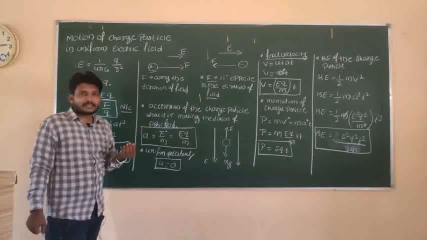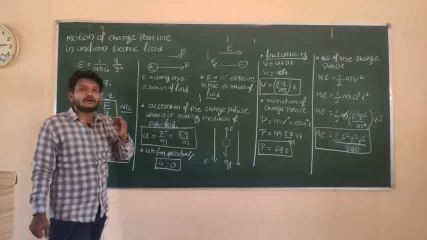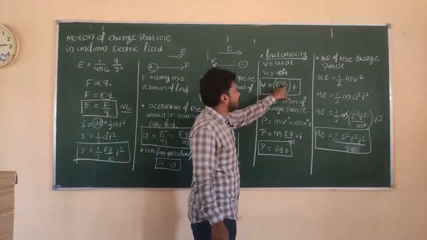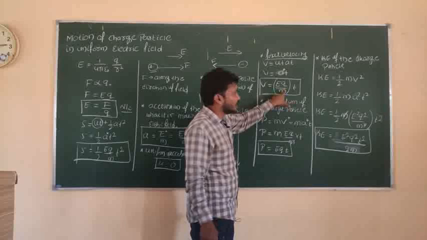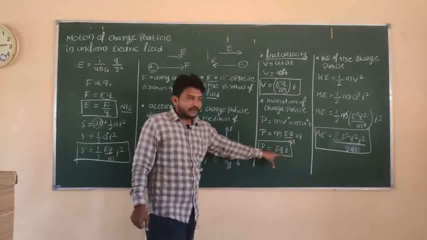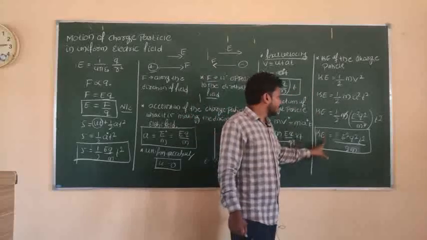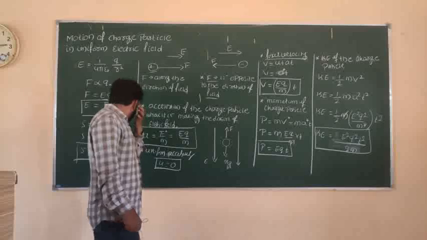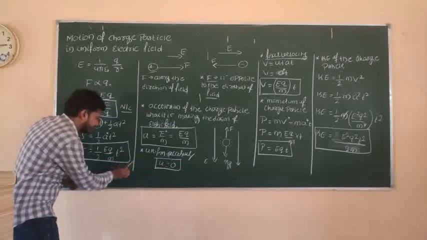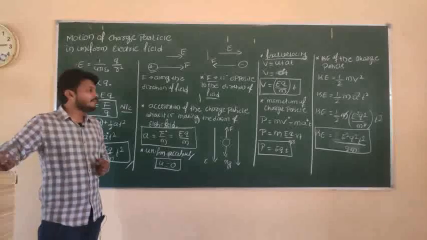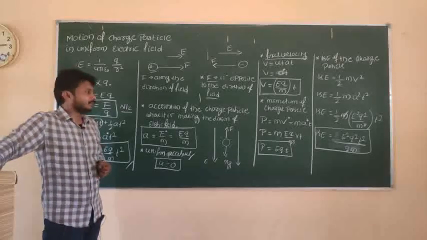So uniform acceleration means the acceleration value will not change here. Then what about the final equation? V is equal to Eq divided by m into t here. The momentum equation is Eq into t, the kinetic energy equation is E square q square t square divided by 2m, and the displacement of the charged particle is Eq into t square divided by 2m here.